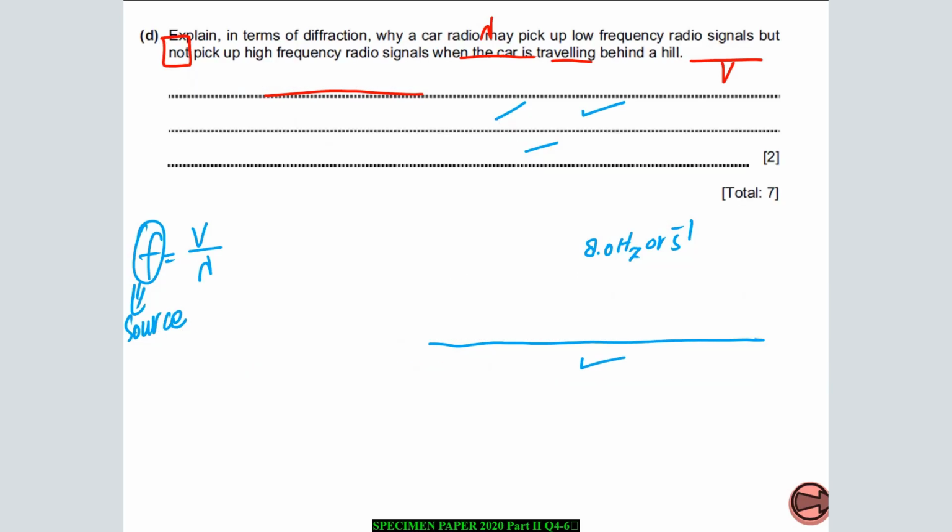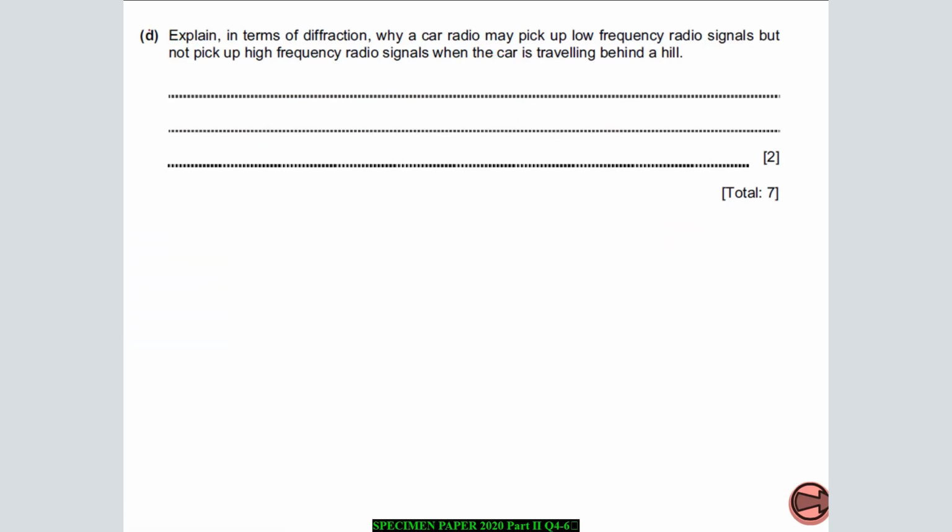Here is the last part, part D. Let's try to answer part D now. The first thing we need to understand is what this question is asking us. Explain in terms of diffraction why a car radio may pick up low frequency radio signals but not pick up high frequency radio signals when the car is traveling behind a hill. And the physics we need to understand to answer this question is simply diffraction.